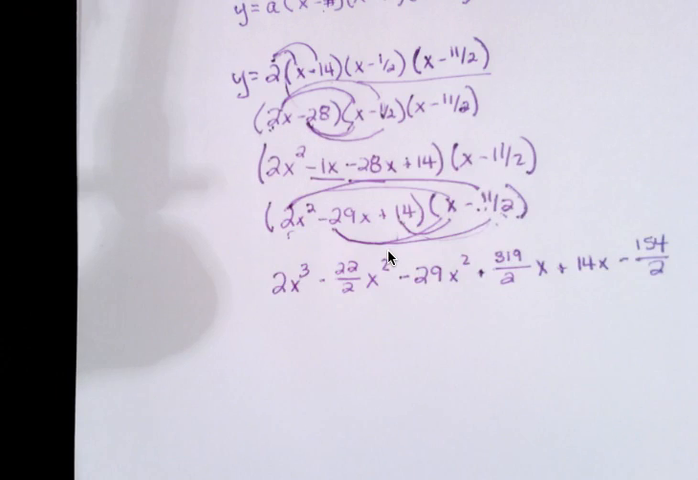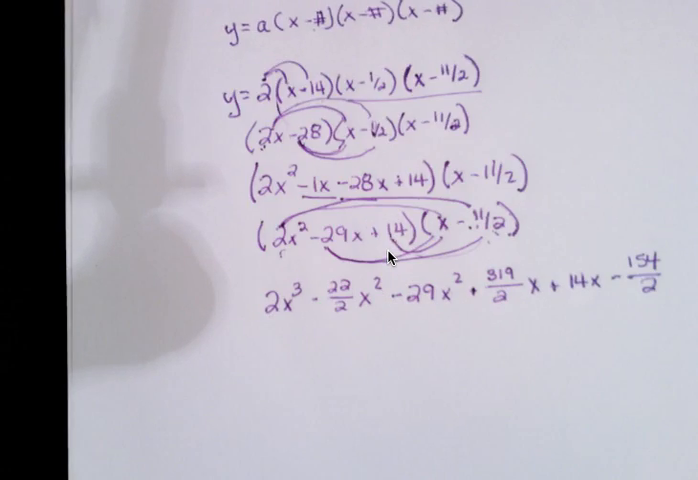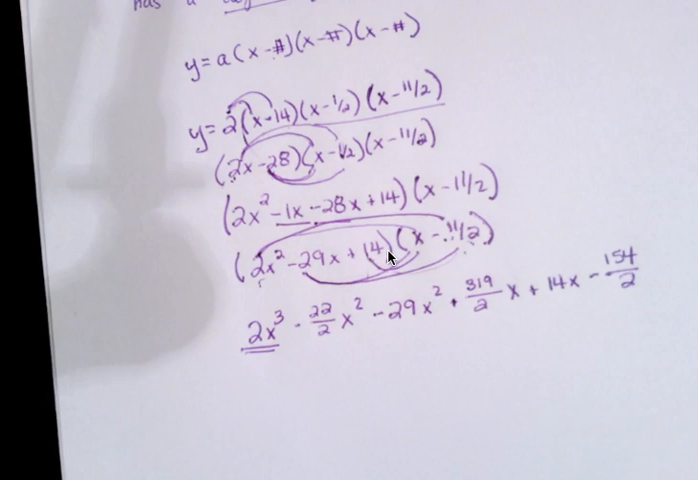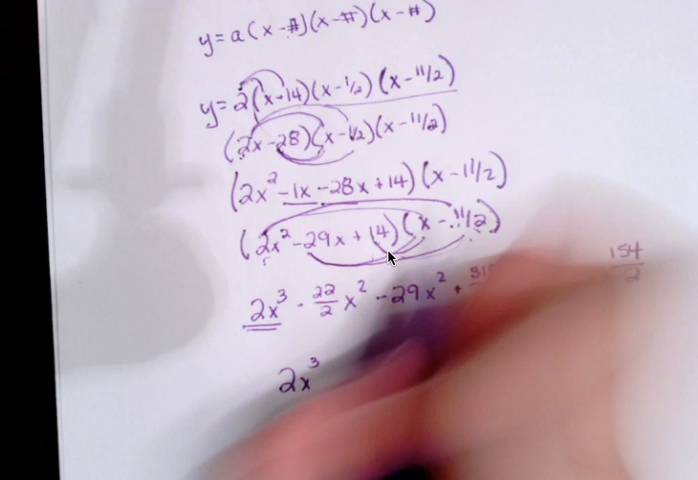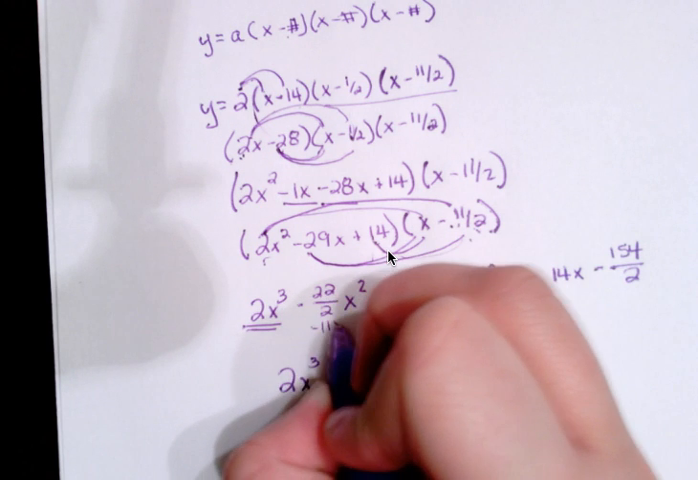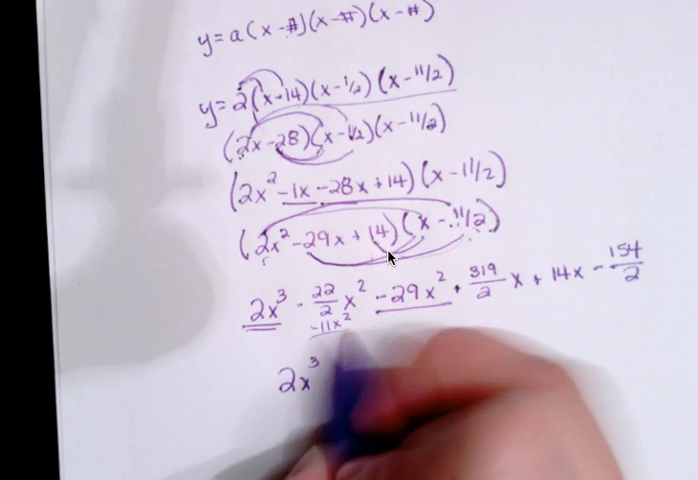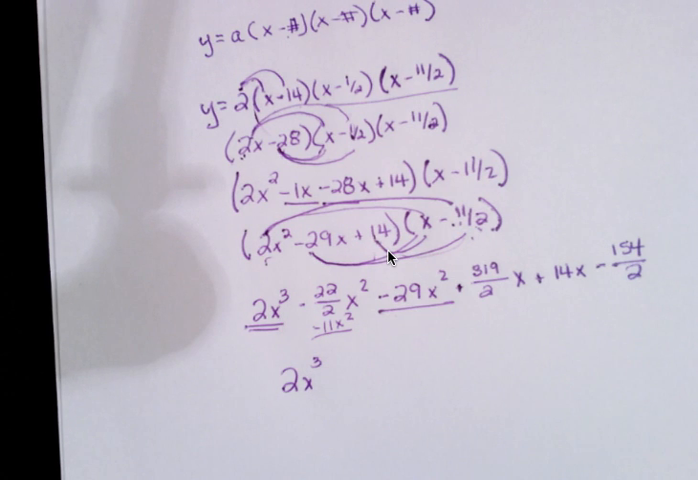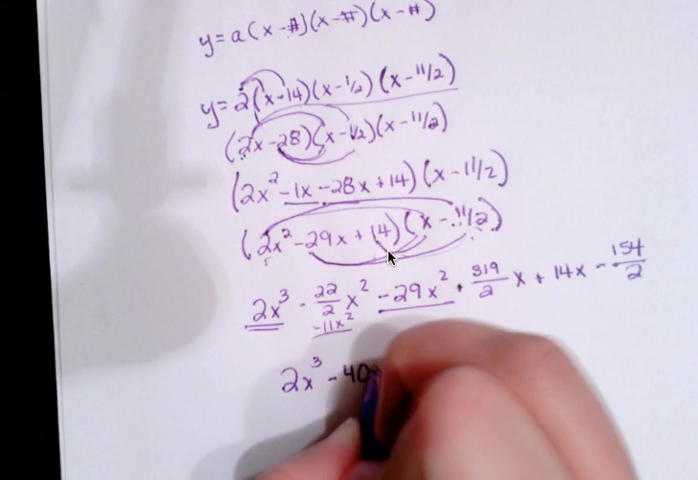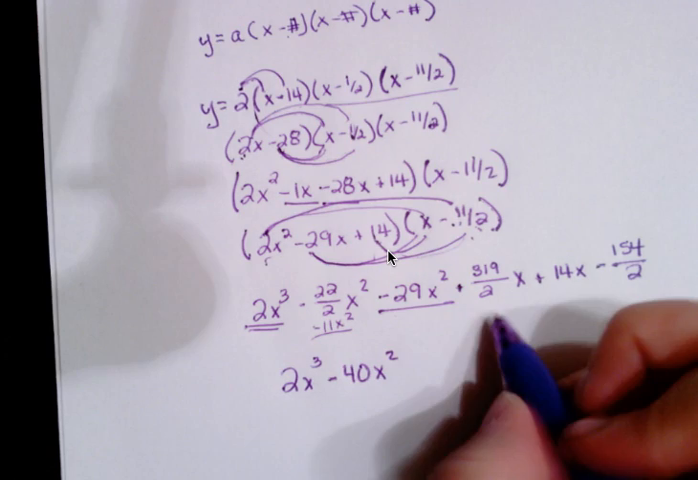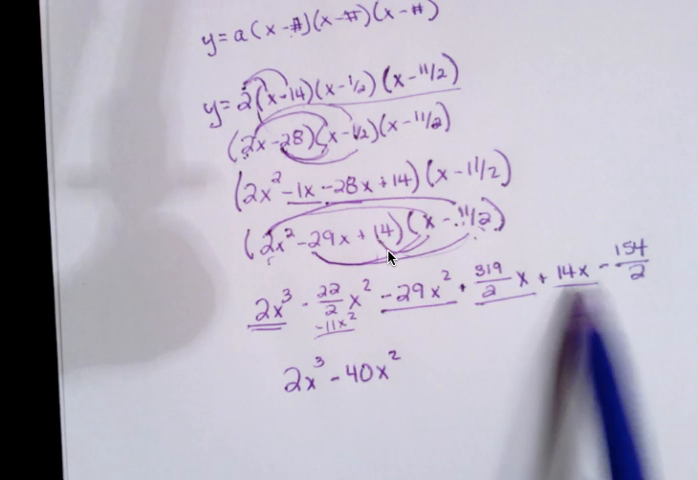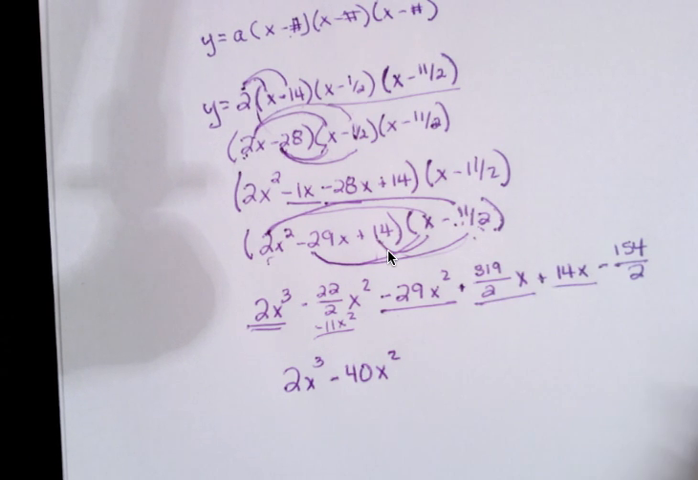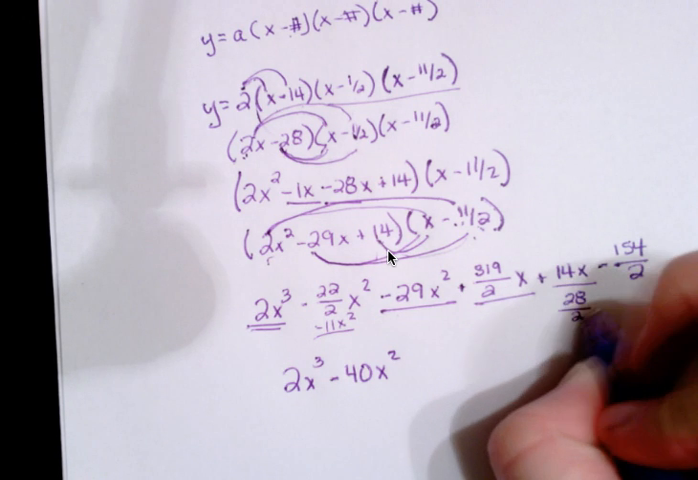So let's simplify what we know and combine like terms. Well, I have no like terms with this, it's my only x cubed, so I have 2x cubed. Well, negative 22 over 2, that's negative 11x squared, and I have a negative 29x squared. So negative 11 minus 29 is negative 40x squared. Then I have this x and this x. Well, we have to keep this as a fraction, so I'm going to turn this into a fraction, and it needs a common denominator of 2. So this will be 28 divided by 2x.